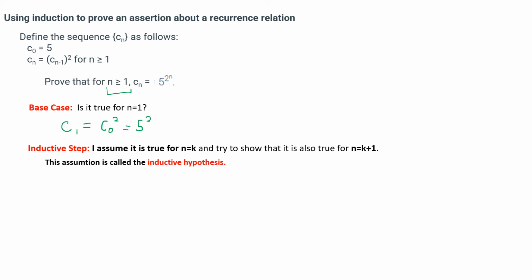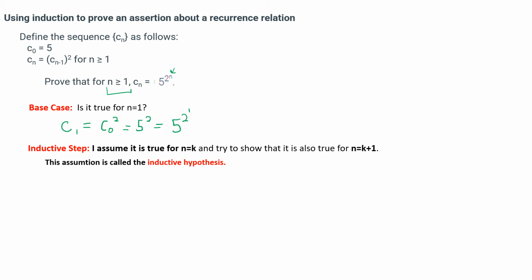And does that equal 5 to the 2 to the 1? Remember, we're trying to show that it's true for n equals 1. And yeah, 5 squared is the same thing as 5 to the second power to the first power. So this is true. I could just rewrite it this way, and therefore I've shown that this is true for n equal to 1. So that's true for the base case.